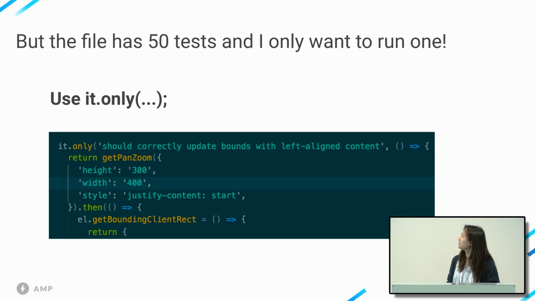But hey, that file has like 50 tests, and I only want to run one of them. So there's a trick for that. Use it.only. Instead of running the 120 tests in this particular file, I will only run the one that is breaking. That will make my life a lot easier.